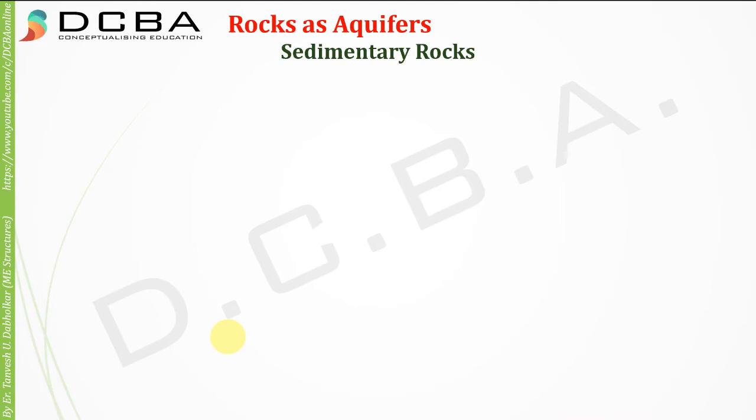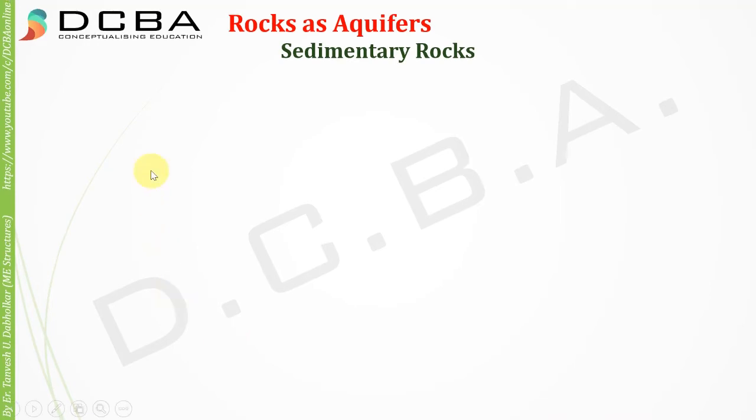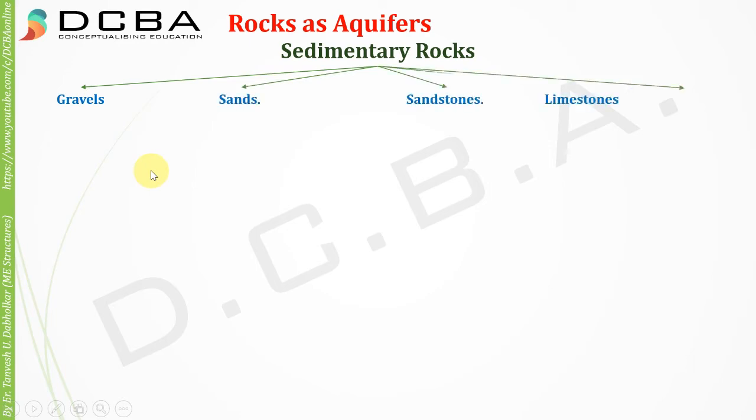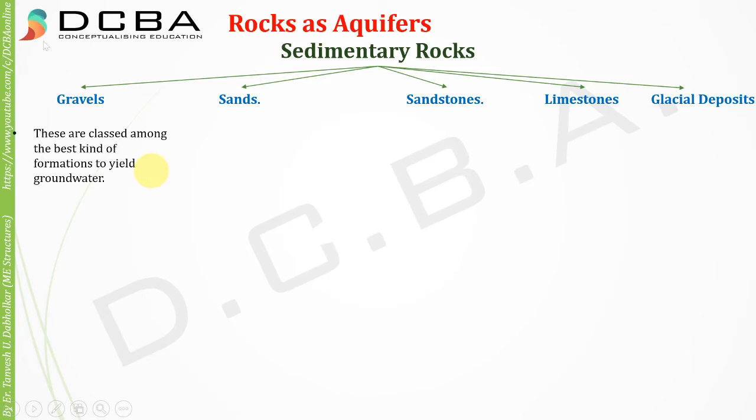Now let us come to the topic of rocks as aquifers. So the sedimentary rocks that act as good aquifers are gravels, sands, sandstones, limestone and glacial deposits. So let us learn about gravels first.